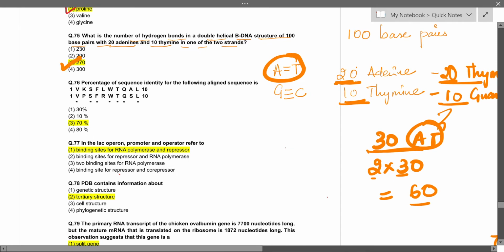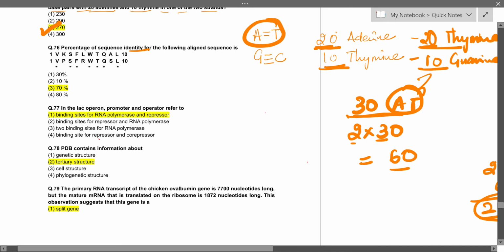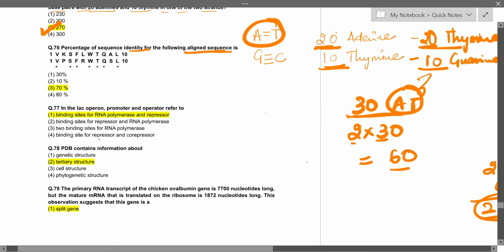Okay. Next question. Percentage of sequence identity for the following aligned sequence is. So here see, it is very easy to calculate the aligned sequence. Here we have to see how many are matching here, aligning with each other. So here we have 1, 2, 3, 4, 5, 6 and 7. So 70% is the correct option.